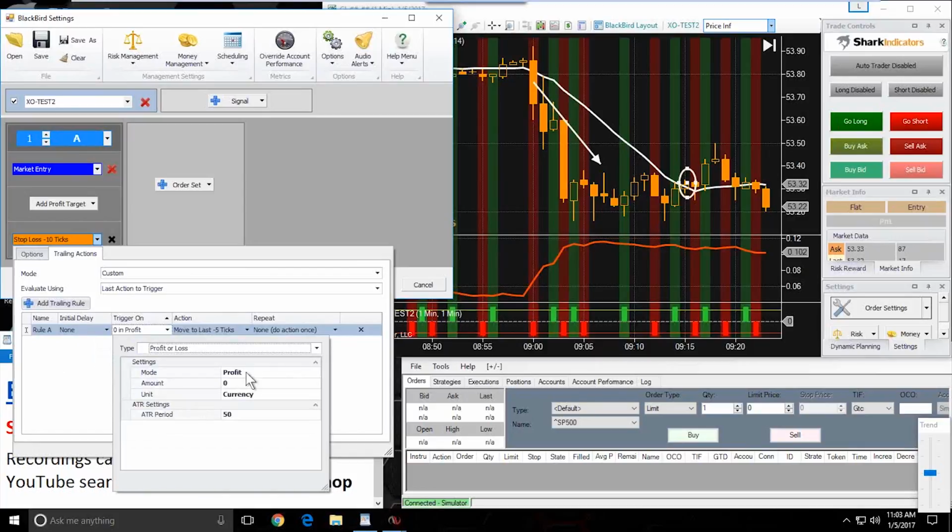However, the trigger has a little more capabilities. In the trigger, you can put in a dollar amount here. So we could look for a $100 loss, because you'll notice that my unit is set to currency. So this would be $100 in loss, or $100 in profit. So I could set this to a loss. If you're looking for a $100 loss as your trigger to trigger some kind of trailing role, you could do that.